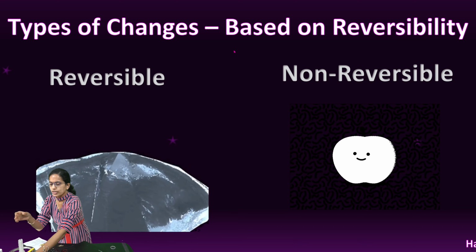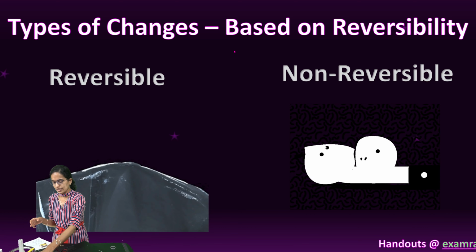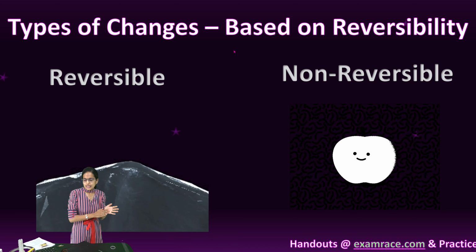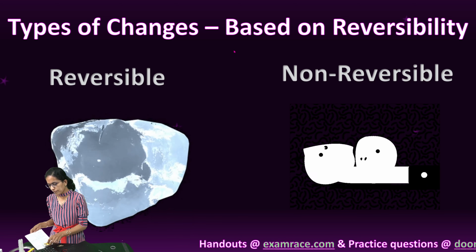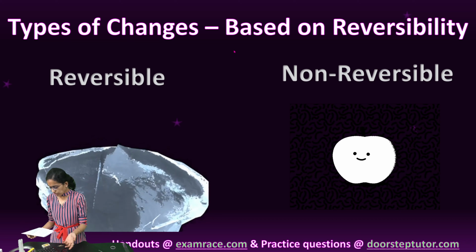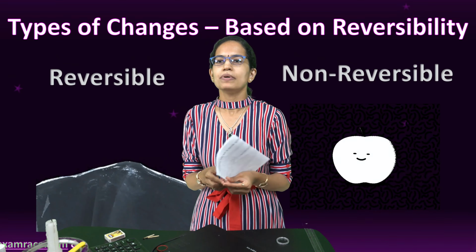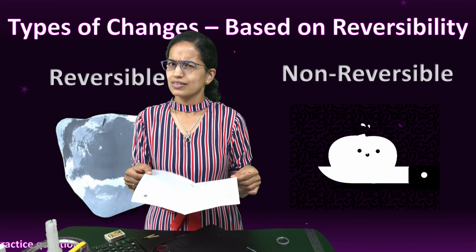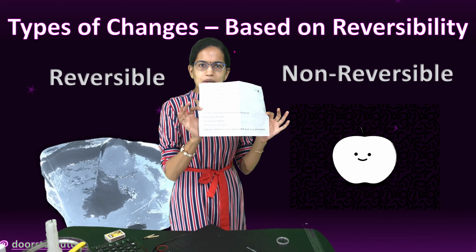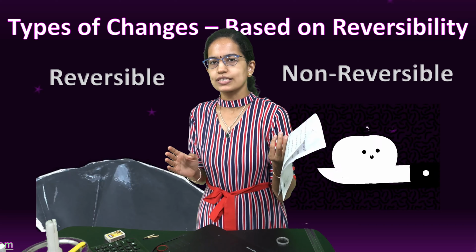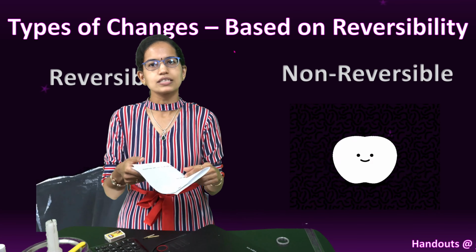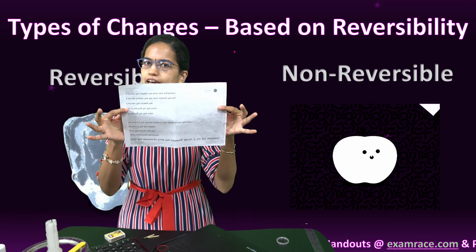The next important thing that we understand here is another classification which can be based on reversible and non-reversible change, and that can be explained by this simple sheet of paper. How? I take this paper, I fold it. What is this? This is a reversible change. I can unfold it anytime.